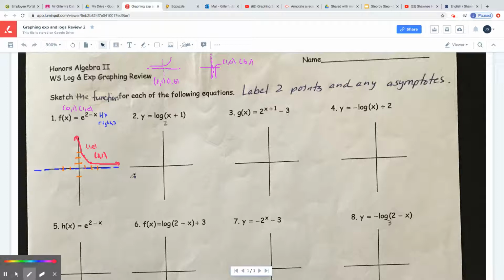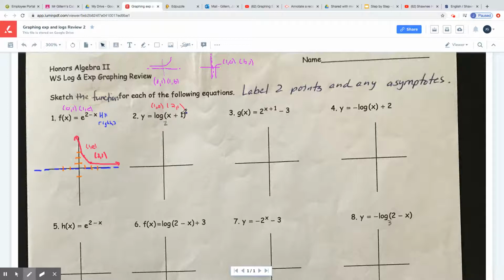For number 2, we have a log graph. So it's going to look like this. It's going to be 1 comma 0, and the base, which is 2, comma 1. Those are going to be the 2 points we're going to start off with.